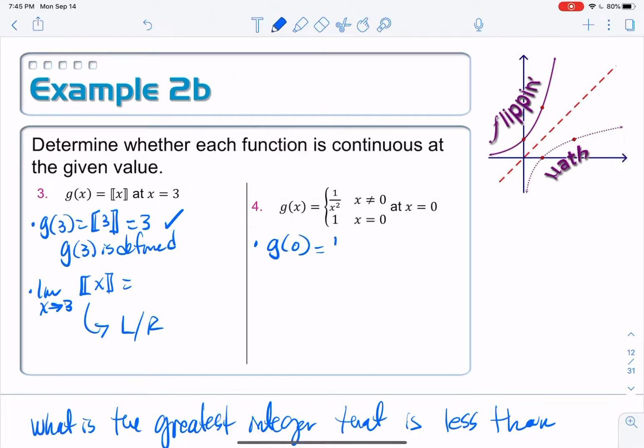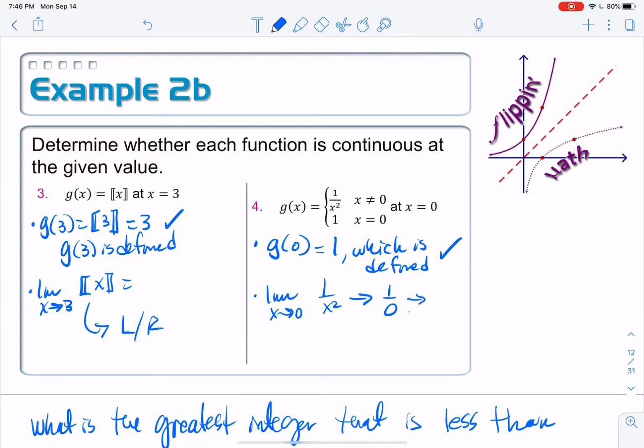Anyway, so this one's equal to 1, which is defined. In other words, our first item in that checklist, it's good, it's golden. All right, so the next one is to check the limit. The limit as x approaches 0 of 1 over x squared. Direct substitution, I put 0 in there, I get 1 over 0, and I'm supposed to associate that with plus or minus infinity. Well, this one I know is positive infinity.